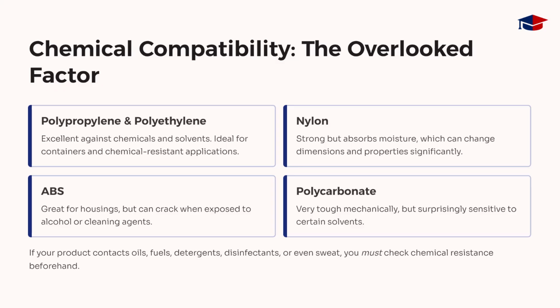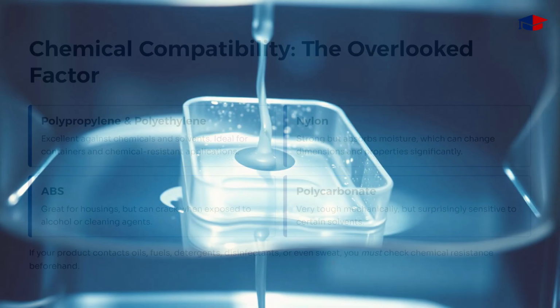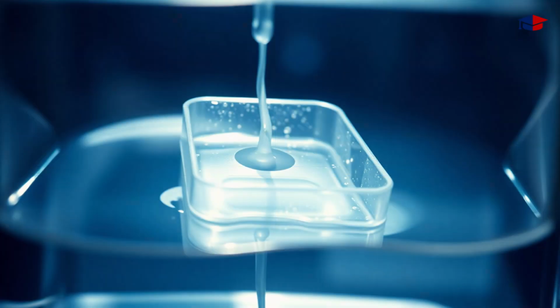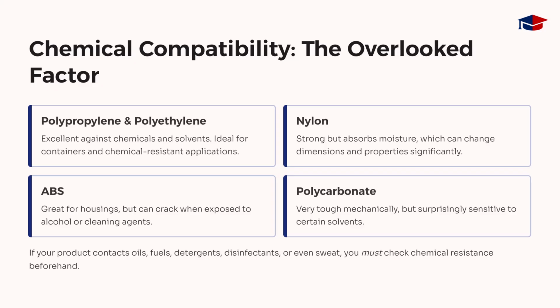Chemical compatibility is the third factor and one of the most overlooked. Some plastics handle chemicals extremely well, while others crack or degrade when exposed to common household cleaners or industrial fluids. Polypropylene and polyethylene are excellent against chemicals and solvents. Nylon is strong but absorbs moisture, which can change dimensions and properties.